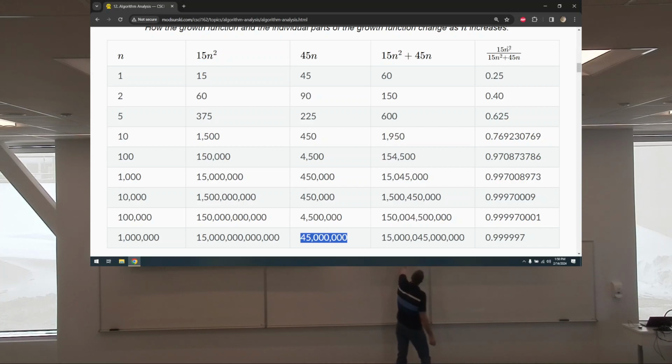So the quadratic part is so much bigger than the linear part. As n keeps getting bigger and bigger, the linear part becomes more and more useless. In fact, so much so that most programmers would be like, pretend the linear part doesn't matter at all, just forget it. We can ignore that.